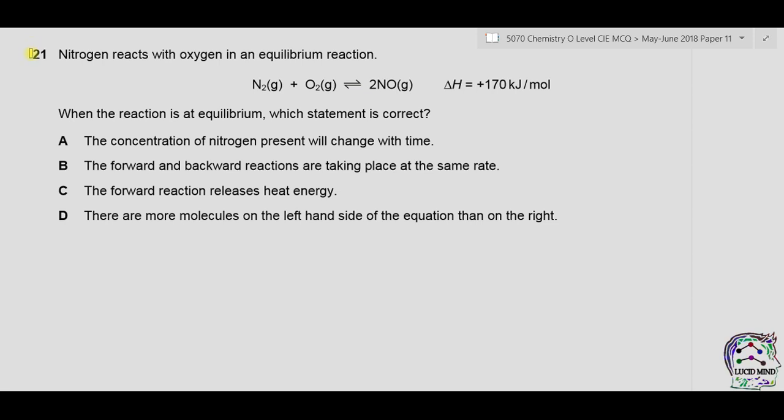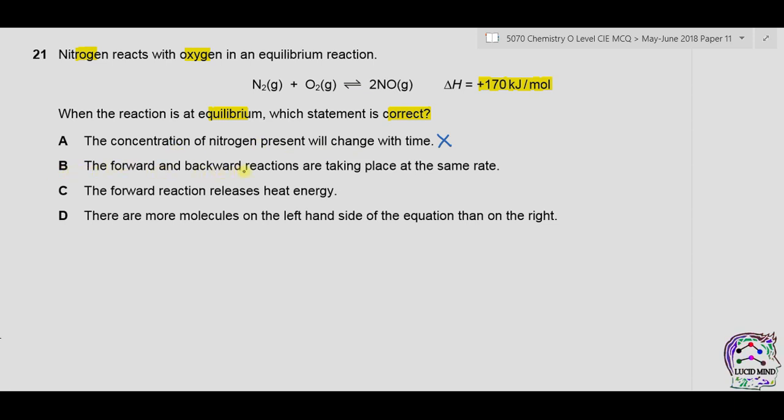Question 21. Nitrogen reacts with oxygen in an equilibrium reaction. The enthalpy change is positive, which means that the reaction is endothermic in nature. When the reaction is at equilibrium, which statement is correct? Part A, the concentration of nitrogen present will change with time. Now, in an equilibrium reaction, the rate of forward reaction is equal to the rate of backward reaction, and at equilibrium, the concentrations of reactant and product are always constant. They do not change with time.